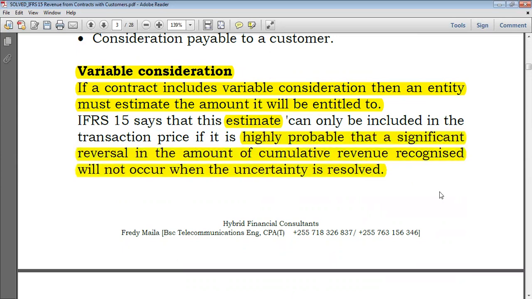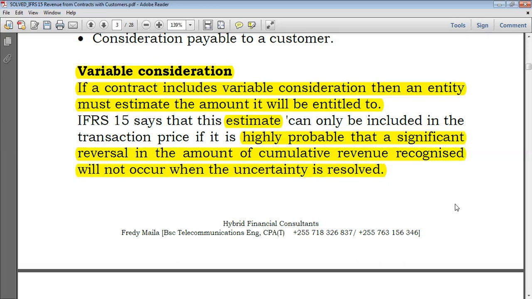What do we mean by this? You have to record an amount for which it is highly probable that there won't be a significant reversal of the revenue, because it would be nonsense to recognize revenue and then come and reverse it and take it back from the income statement. That's why you say it is highly probable that a significant reversal in the amount of cumulative revenue recognized will not occur when the uncertainty is resolved.